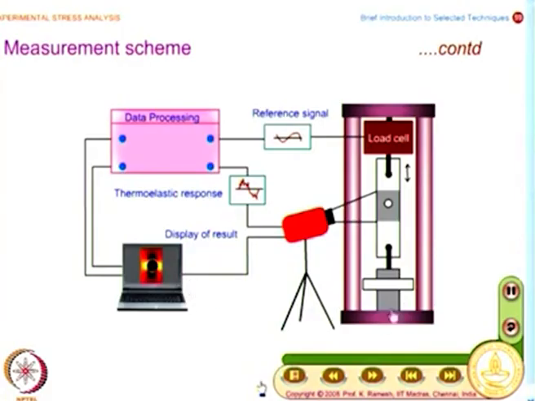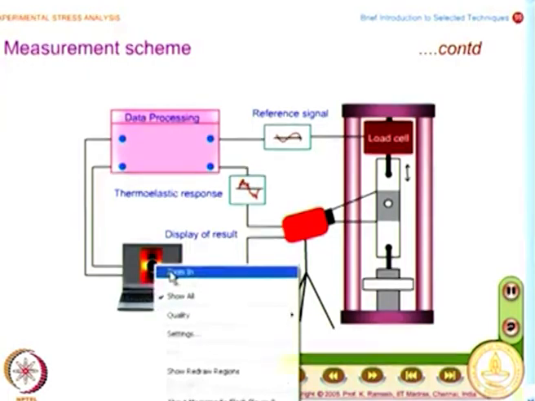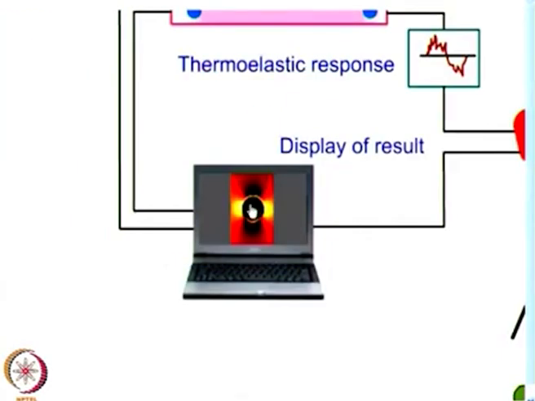So, what elements do you have? You have a loading system, you have a thermoelastic camera, and this is taken to the data processing unit. You also have a reference signal, and you post process this data and display the result. So, you have a plate with a hole with sigma 1 plus sigma 2 contours, they appear like this. You can also have a larger picture of this. This is how you have the display, and it is a post processed display.